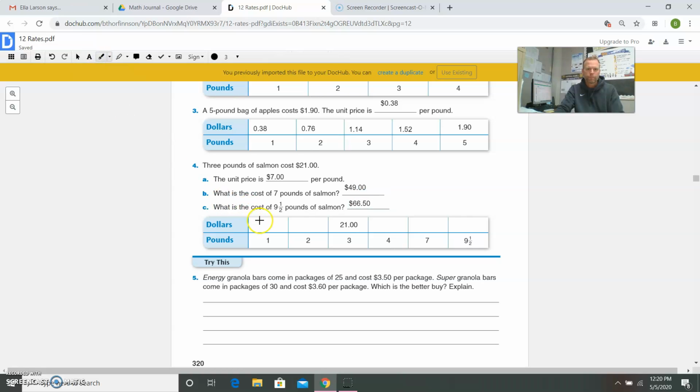Okay, so if we go up the line, I'm going to switch over here and just write this in. We have $7. 2 would be, I'm just going to write my $14. And we have 21. This would be $28. No, we jump up. So 7 becomes $49, and then our 9.5, which we've just done, is $66.50.